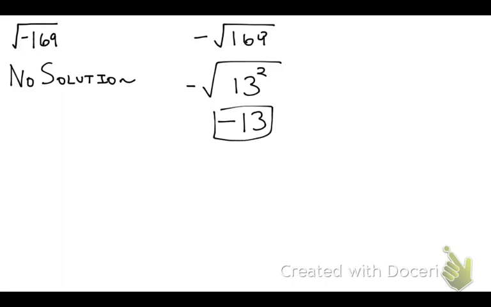Notice that the big difference lies in the location of the negative. In the first instance, the negative is inside the square root bar. In the second instance, the negative is on the outside. Negative numbers do not have square roots.